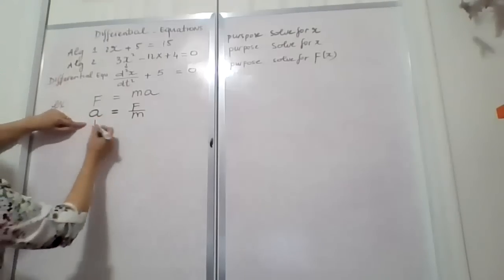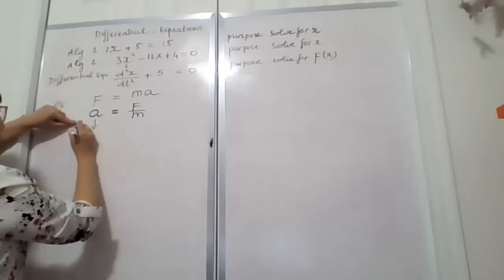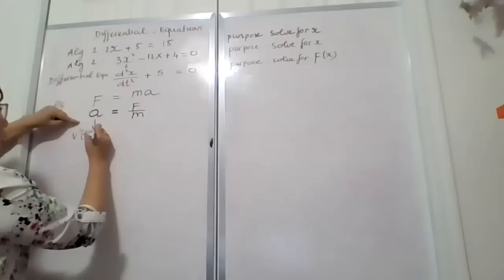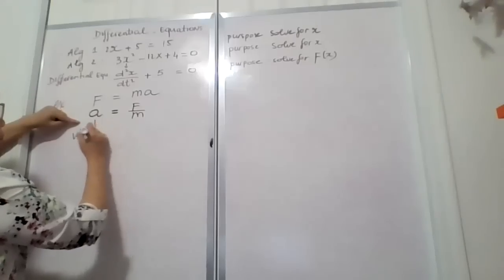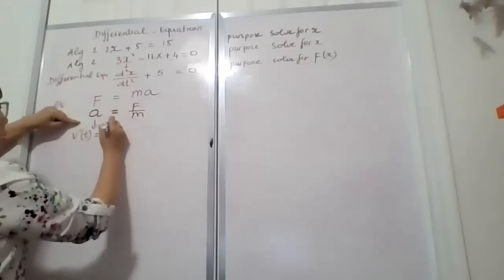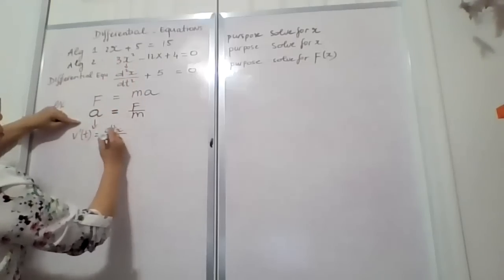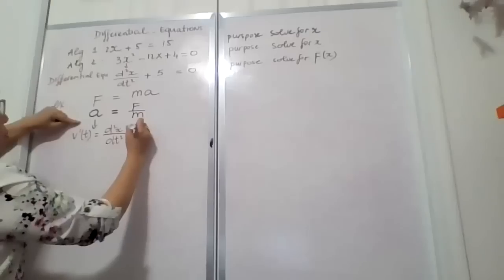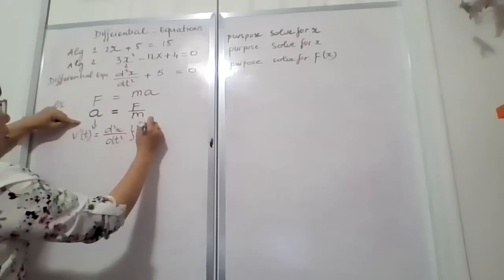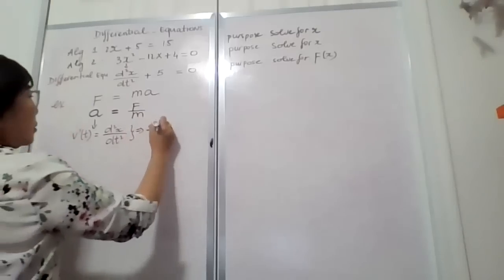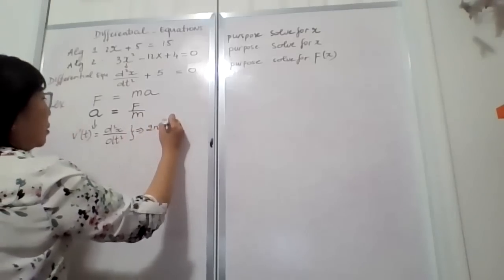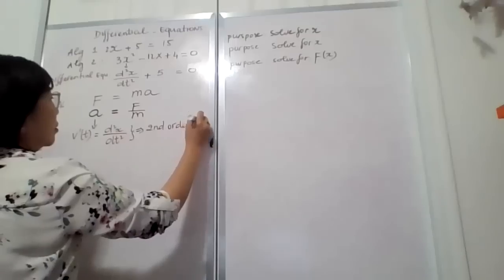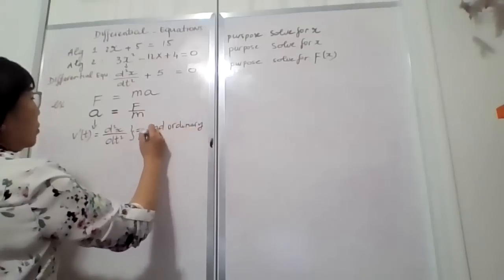What is A? A actually is v prime of t. We learned that already. And what is v prime of t? It is the same as d squared x over dt squared. And this we call a second ordinary differential equation.